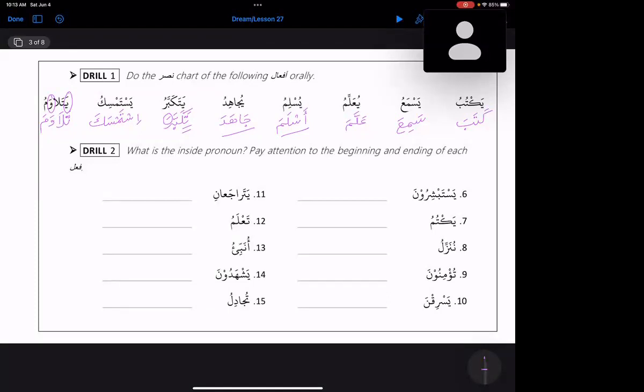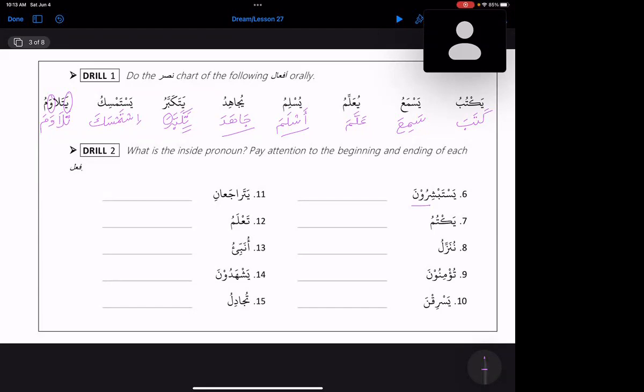Okay. Yatakabbaru? To be arrogant. Yeah, we know this word takabbur, right? Okay, so let's do this exercise quickly, even though we are out of time.